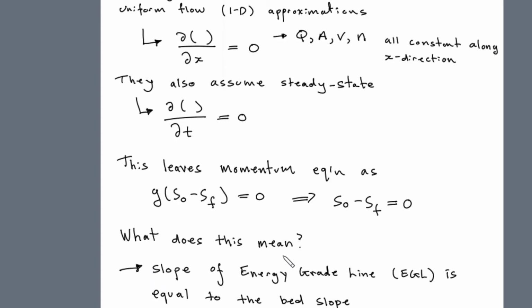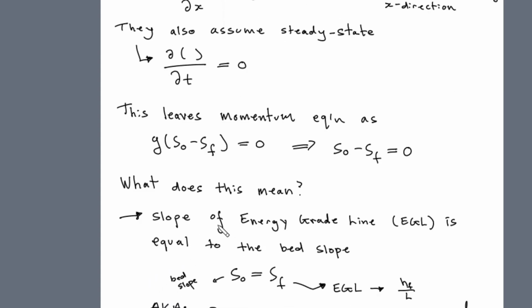So what does this actually mean? Well, this means the slope of the energy gradient line is equal to the bed slope, where if we add over the friction slope to the other side, and we know the friction slope is equal to the head losses due to friction divided by the length of the section that we're analyzing, we can say that the friction slope will be equal to the bed slope, and all this is equal to the energy gradient line.